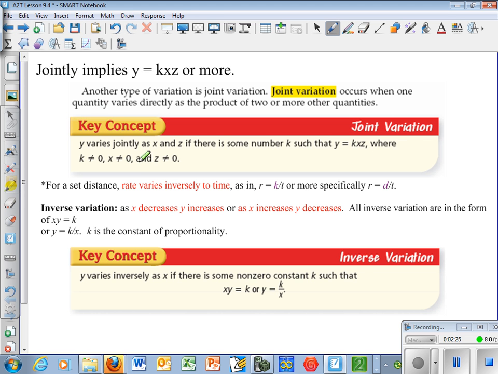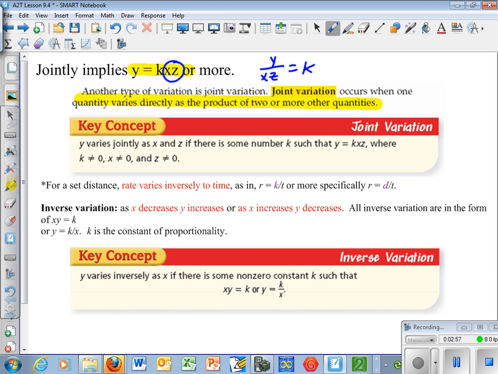Now we have joint variation. All that means is you have one more variable. Instead of just y equals kx, now it's y equals kxz. Joint variation is when one quantity varies directly as the product of two or more other variables. The other form of that would be y divided by xz equals my constant of proportionality, or variation constant, whatever.